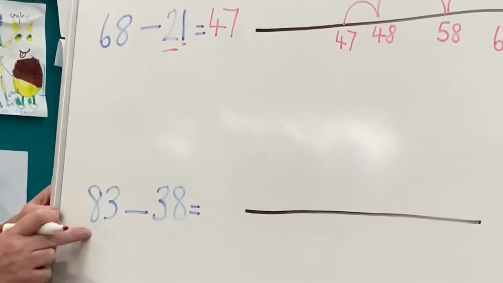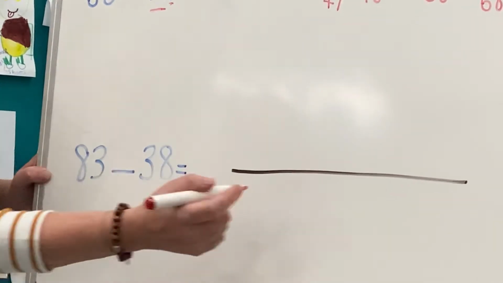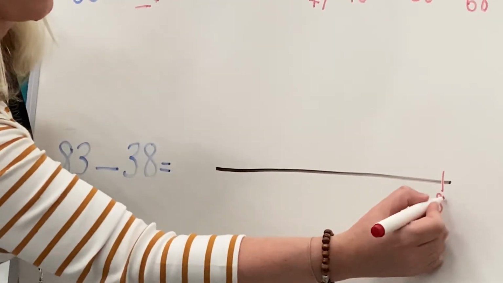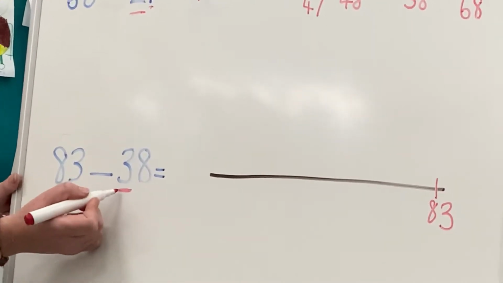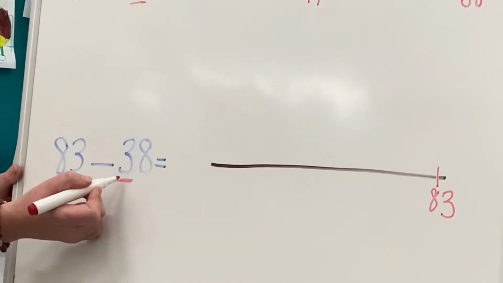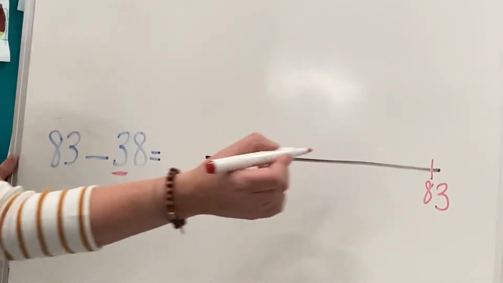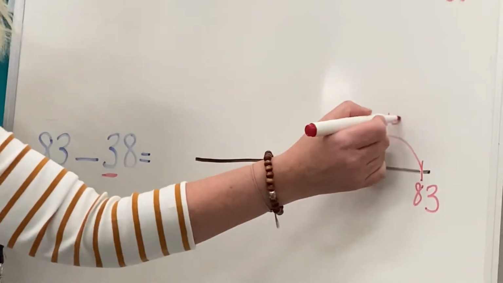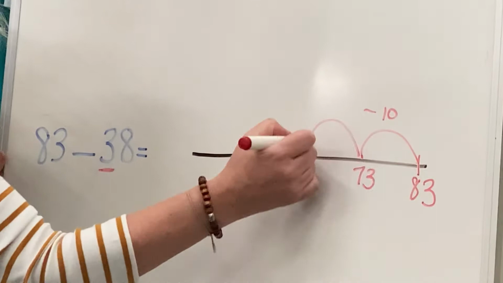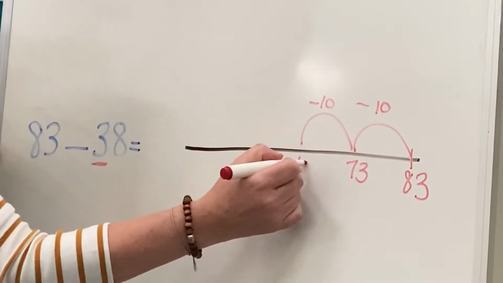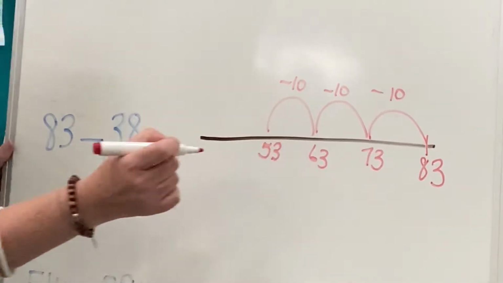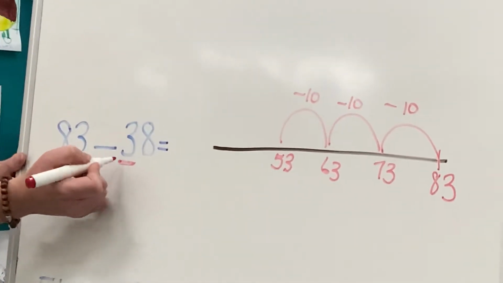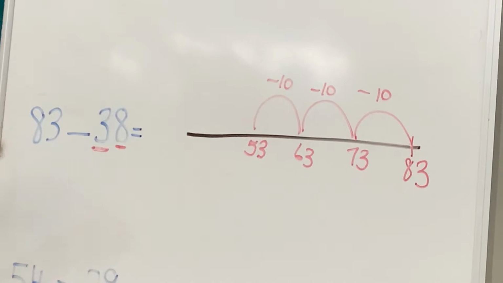Next example, 83 take off 38. You start with 83, and we're going to take off 38. So we take off the 30 first. That's 3 tens, 3 jumps of 10. Take off 10 is 73. Take off another jump of 10 is 63. Take off another jump of 10 is 53. So we've taken off our 3 tens, and now we need to take off 8.